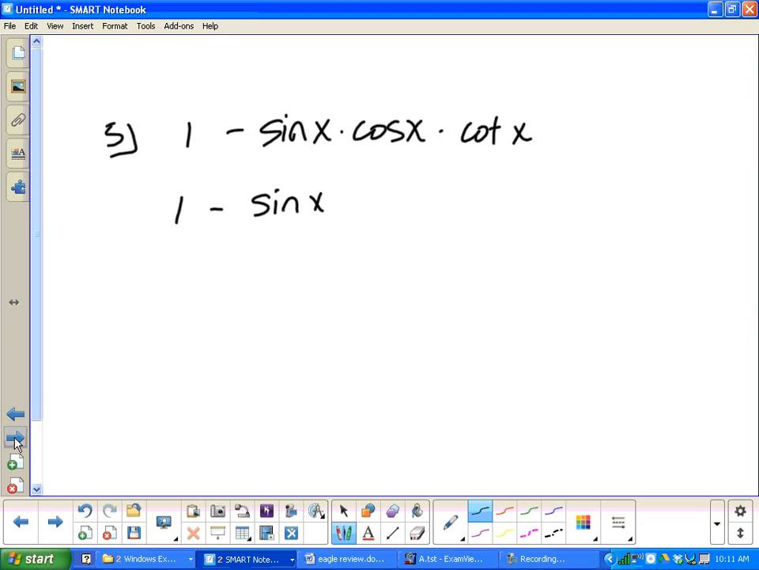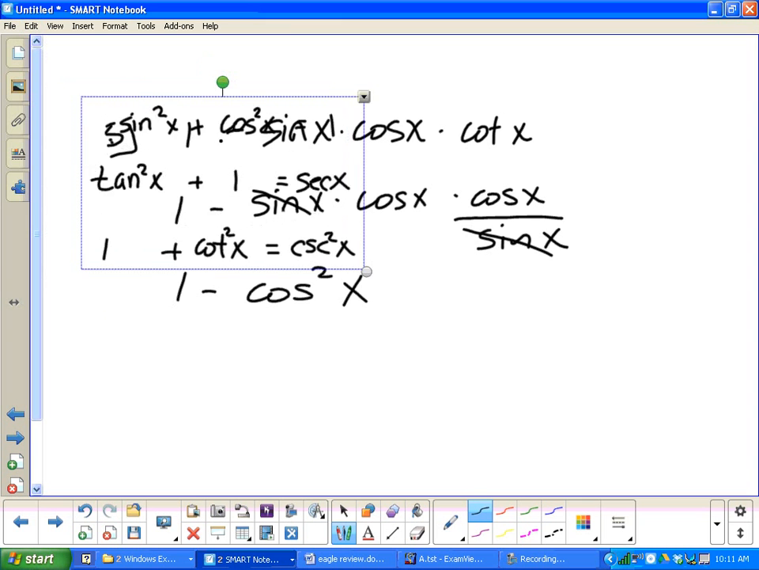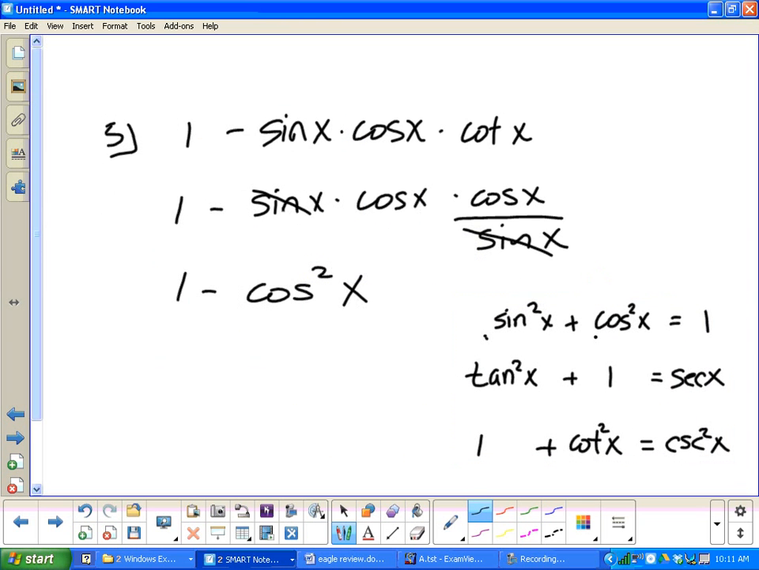Okay, so let's see. Cotangent is cosine x over sine x. So sine x cancels. Right. Okay, so we got 1 minus cosine squared. Now, there's our identity, right? Okay, so let's see. How can we manipulate that first one to say 1 minus cosine squared? Subtract cosine squared over, and then that would leave me with sine squared.